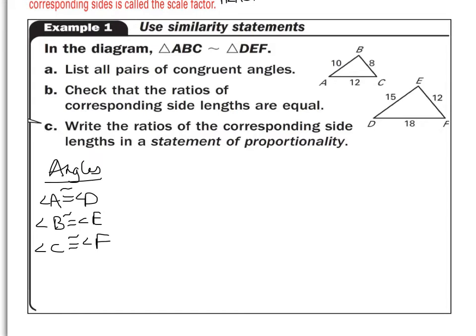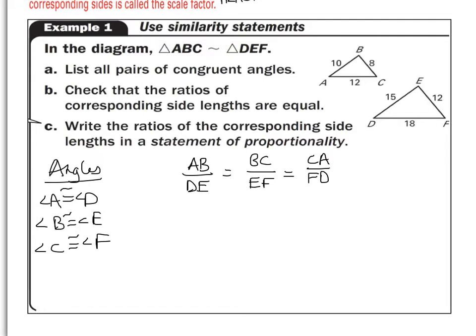So we have to set up our proportions. So again, I'm going to set up AB, the first two letters, over the first two letters of DE. That has to be equal to BC, which is the 2 and 3, over 2 and 3, E and F, which has to be equal to then CA over FD. Okay, now what I'm going to do is match up the side lengths up here with the sides.